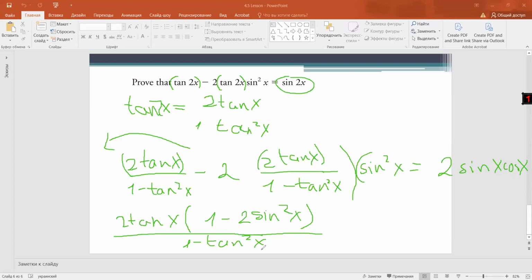So what can we conclude here? That in the brackets, 1 minus 2 sine squared x, is that any type of identity? One minus 2 sine squared x. Anyone? Is there any way we can convert this identity one more time?